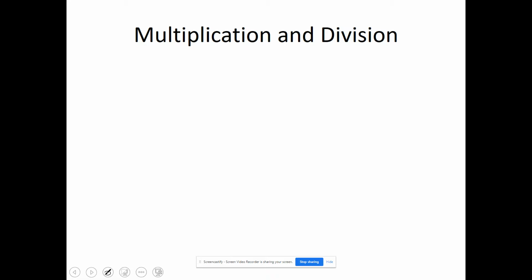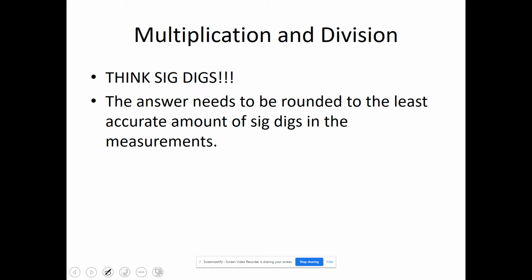Okay, multiplying and dividing. Same thing, your answer has to go with the least accurate. But when we decide the least accurate with multiplying and dividing, we have to think sig digs. So we're counting sig digs in each of our numbers. Where before we counted place values, now we're going to count sig digs. This basically says the same thing: your answer needs to be rounded to the least accurate based on sig digs.